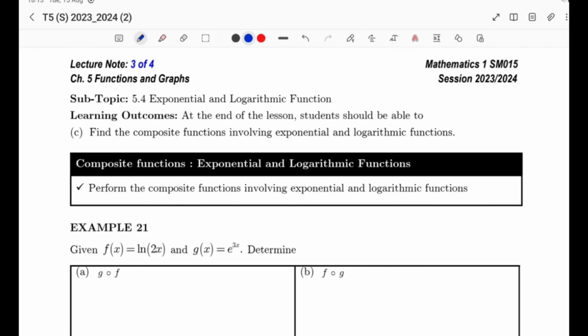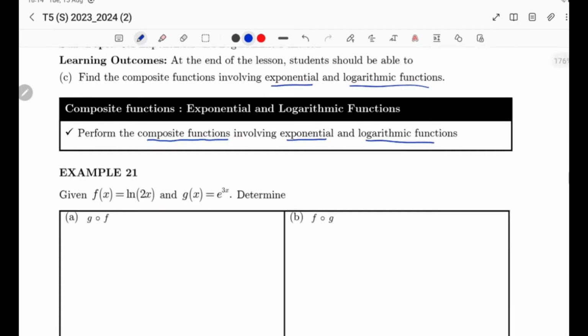Subtopic 5.4, exponential and logarithmic function. Learning outcomes. At the end of the lesson, students should be able to find the composite functions involving exponential and logarithmic function. Composite functions, exponential and logarithmic functions.